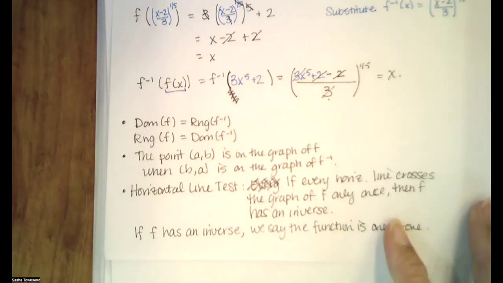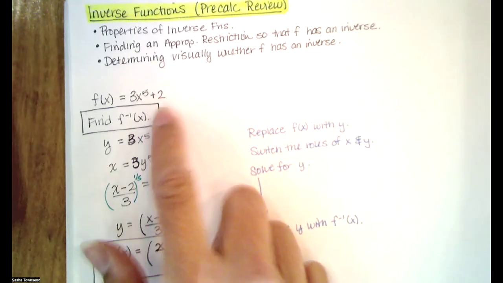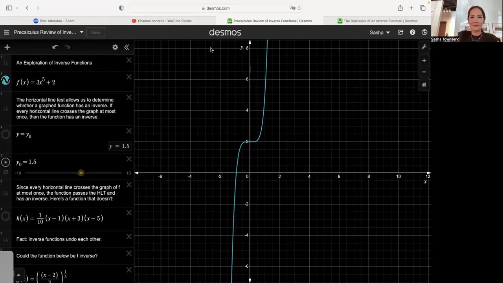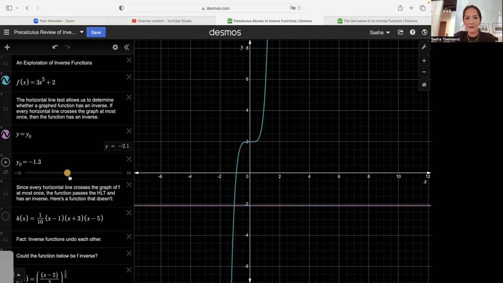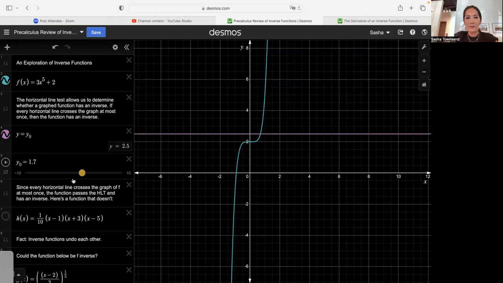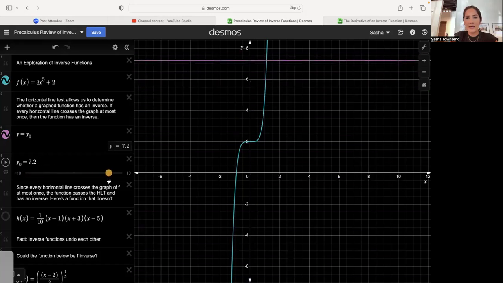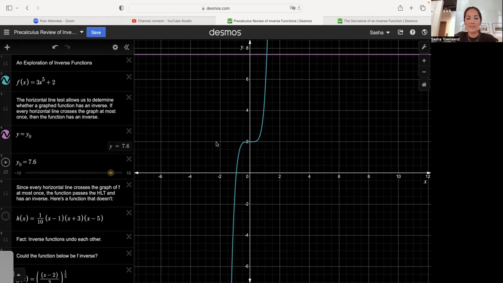So let's look at a graph on Desmos.com and confirm some of these things visually. In particular, we're going to look at this function. Okay, so this is our function, f of x equals 3x cubed plus 2. And we can see visually that it passes the horizontal line test by just graphing a horizontal line and then thinking about what happens as that horizontal line moves up and down. That horizontal line only crosses once. And for every horizontal line that's possible, it only crosses the graph once. So that function has an inverse.